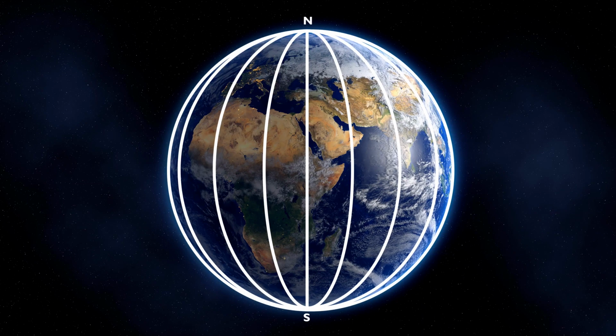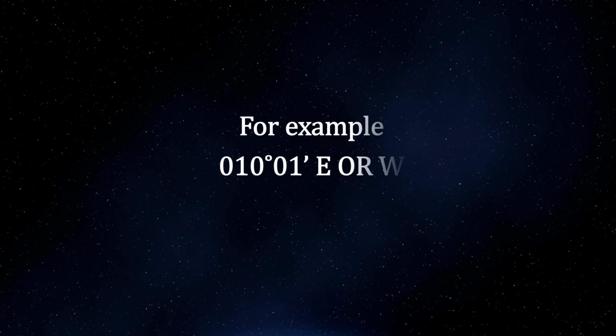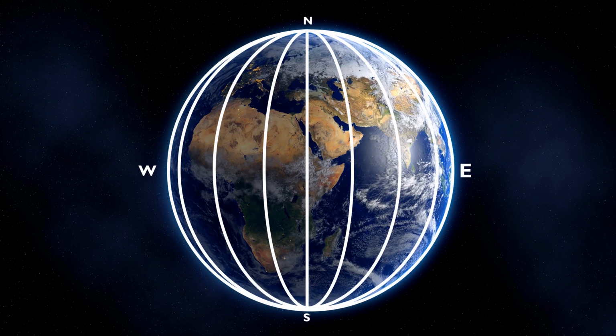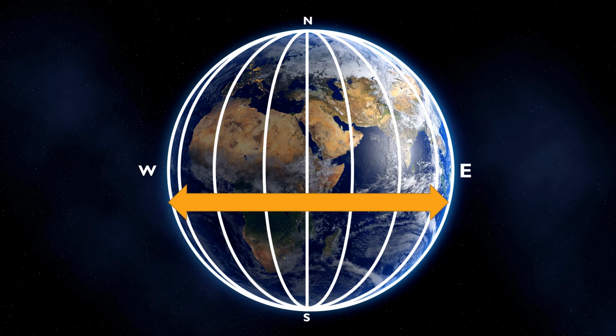Longitudes are long. Longitudes, also known as meridians, are lines running from the north to the south and named east or west. For example, 10 degrees, 1 minute east or west. Longitudes are between 0 degrees and 180 degrees. They increase to the west or east.